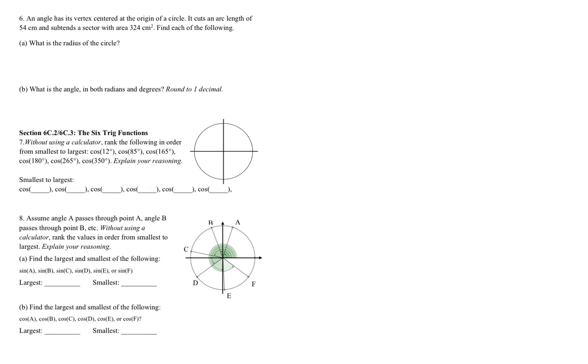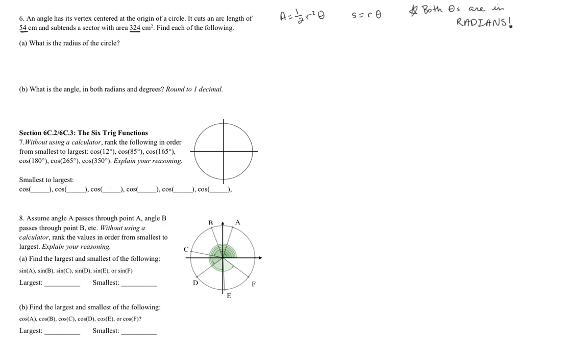It says, an angle has its vertex centered at the origin of a circle. It cuts an arc length of 54 centimeters and subtends a sector area of 324 centimeters squared. Find each of the following. So again, area we know is 1/2 r squared theta, and we're talking about arc length, and we know arc length is radius times theta. Both thetas are in radians. Do not forget that.